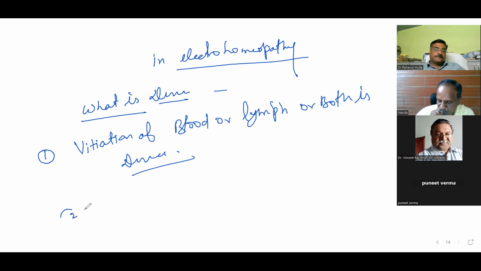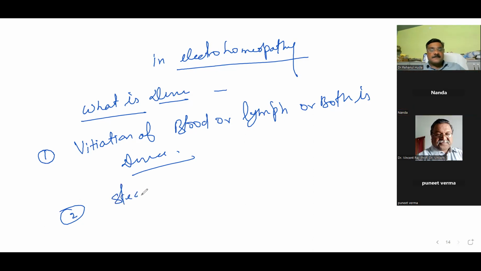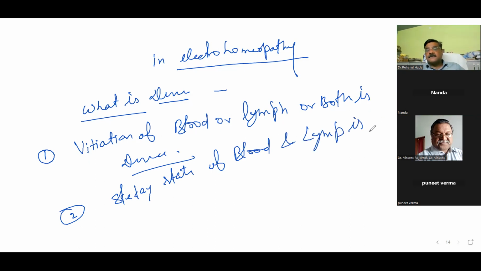And what is the health according to electrohomeopathy? Steady state of blood and lymph is health.